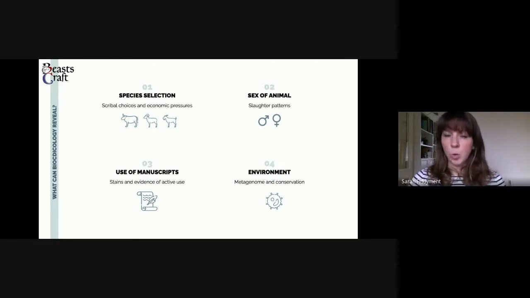And finally, we can also look at the environment in which these books or these manuscripts have been stored. So this is exploring the metagenome, or the microbiome, so those microorganisms that live on these documents. And this also ties in with conservation practices and maybe how we should be looking after these books, and if it should give us some more reasons to consider how we should be dealing with them.